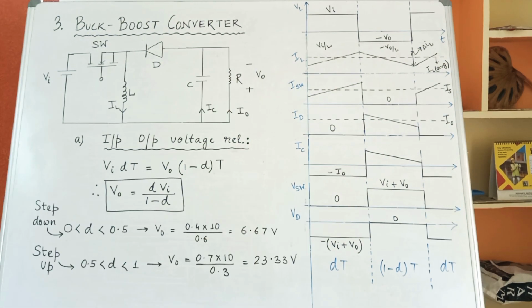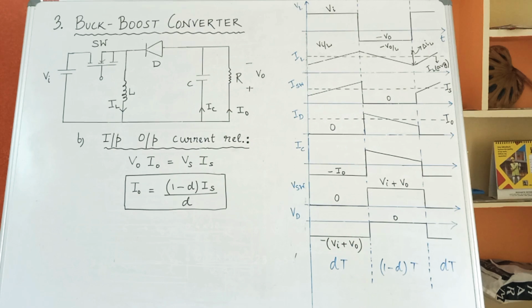Now whether the converter operates in buck mode or boost mode depends upon how you choose your duty cycle. If D is between 0 and 0.5, suppose you choose 0.4, V0 can be given as 0.4 into 10 by 0.6, that gives you 6.67. So input voltage was 10, output voltage 6.67, it is acting as a step down converter. Now if you choose D between 0.5 and 1, suppose 0.7, V0 comes out to be 0.7 into 10 by 0.3, that gives you 23.33 volt. So 10 volt to 23.33 volt gives you step up operation.